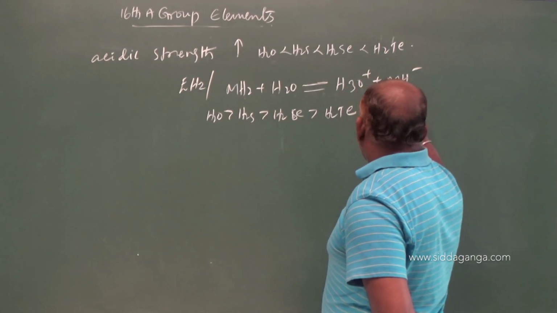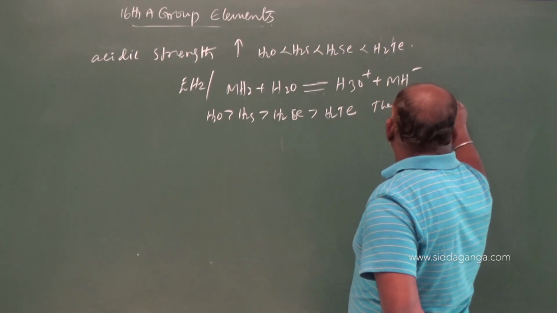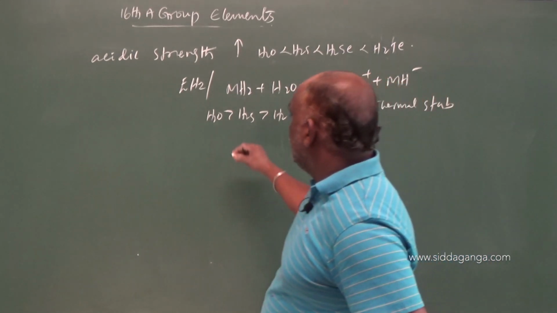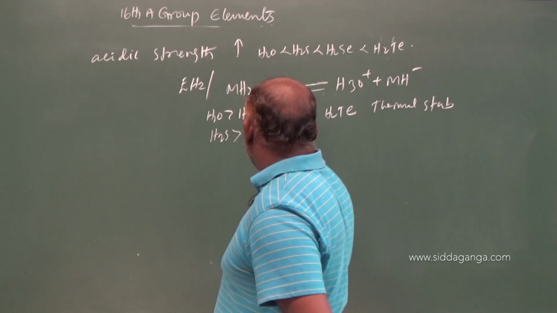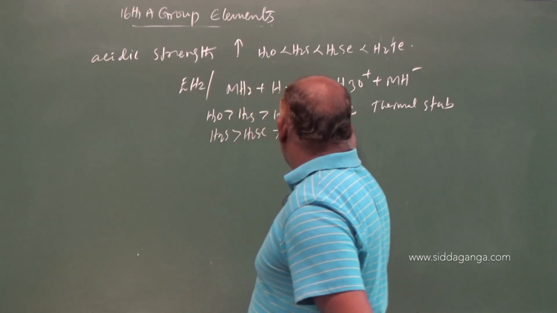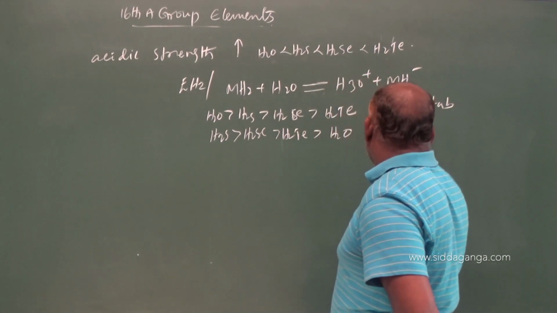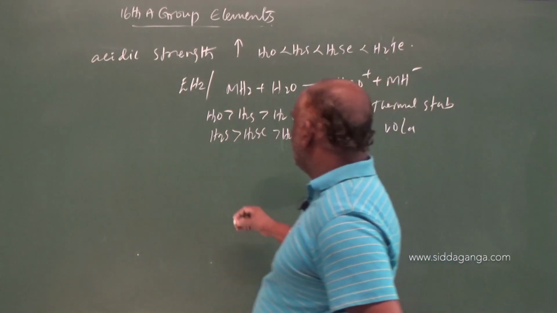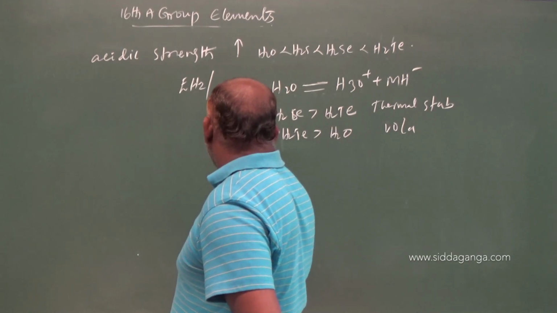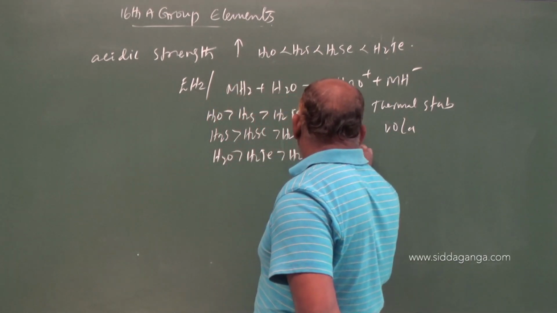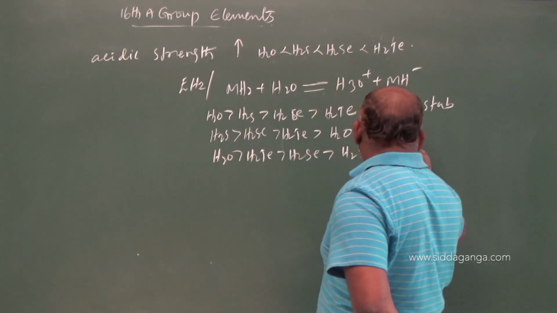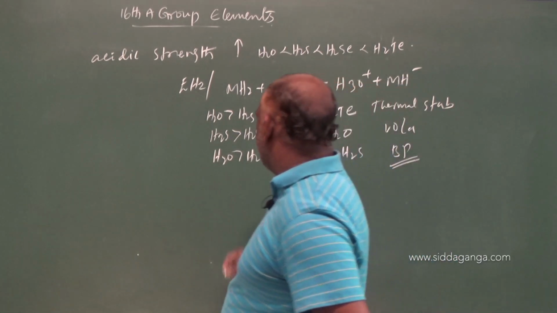Thermal stability. And H2S, H2Se, H2Te are volatile, while H2O is not. The boiling point order is H2O, H2Te, H2Se, H2S.